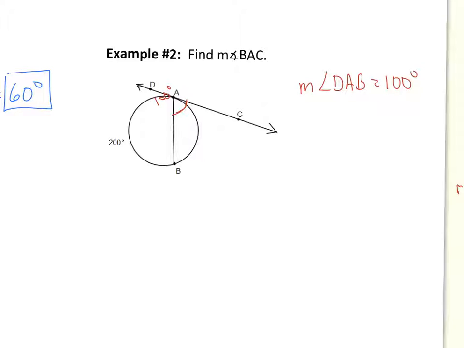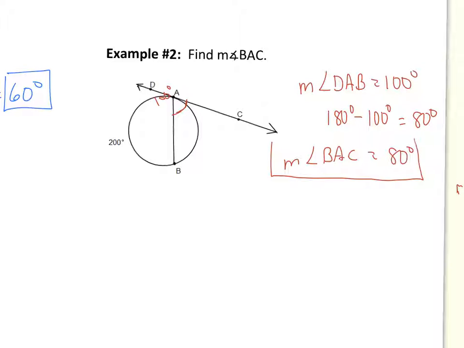But since angle DAB and angle BAC, which is the one we want, are on the same line, I can just simply do 180 minus 100, because they're on the same side of a line. That gives me 80. So the measure of angle BAC, which is what I want, is equal to 80. So very typical of these circle problems where you have to find one thing to find something else that you're actually looking for.